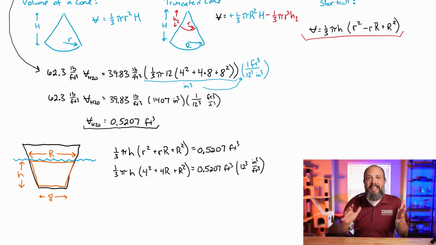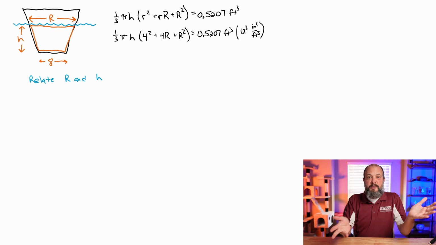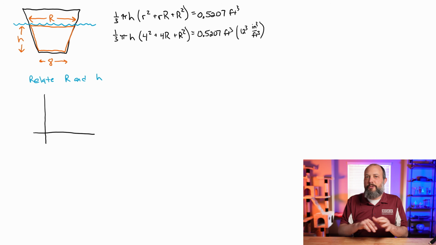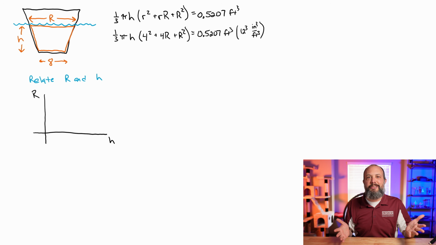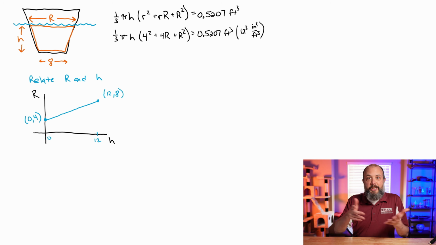We need a geometric relationship between the depth and that radius at the surface of the water. And if we want to come up with a relationship between two variables, the best way to do that is to plot them against each other on x and y axes. So if I put depth on a horizontal axis and radius on a vertical axis, we can see that for this cone, at a depth of 0, the radius is 4, or at a height of 12, the radius would be 8. And that gives us a line, y equals mx plus b.